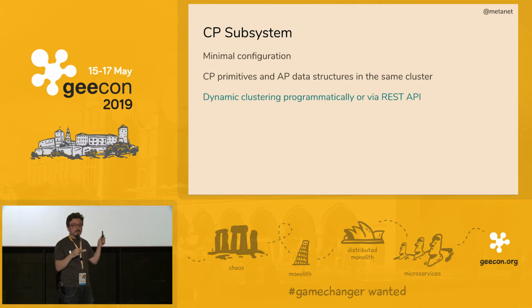And these data structures live together with the other data structures of Hazelcast IMDG. And since we need to keep a majority of our CP members up and running, we also implemented dynamic clustering. So it means that, for instance, you are running a cluster and a CP member crashes. You can remove it from the cluster either programmatically or via our REST API, and you can replace it with another member to preserve your availability.